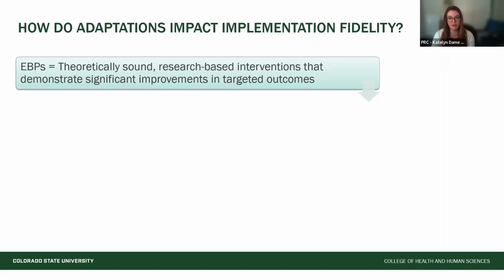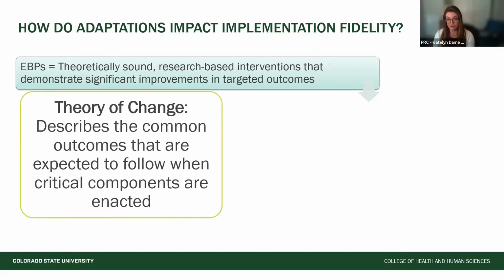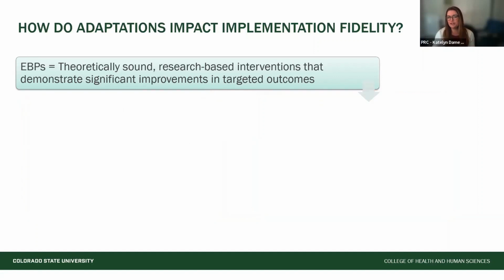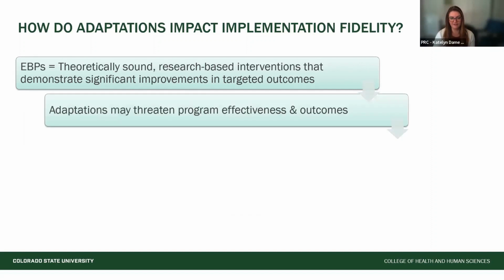So each of these programs has a specified theory of change that describes the common outcomes that are expected to follow when the critical components are enacted as prescribed, and a specified logic model, which is a visual representation of the theory of change and how a program's components are linked to both these long and short-term outcomes. So how could changes to the program impact its outcomes, goals, and effectiveness?